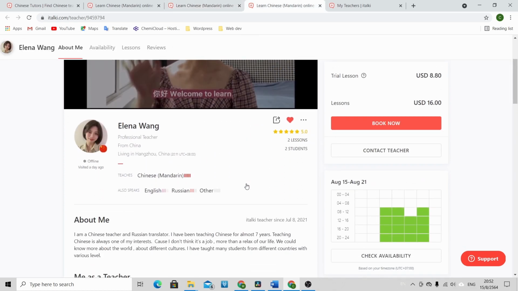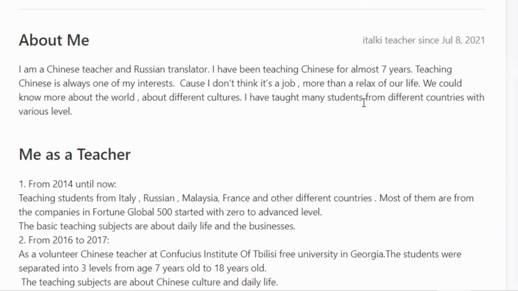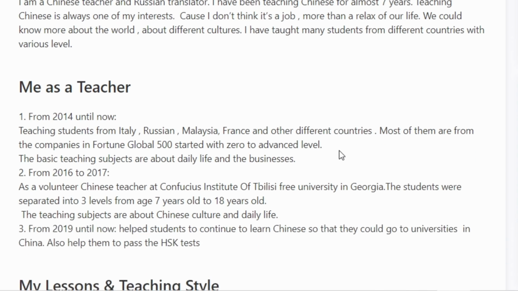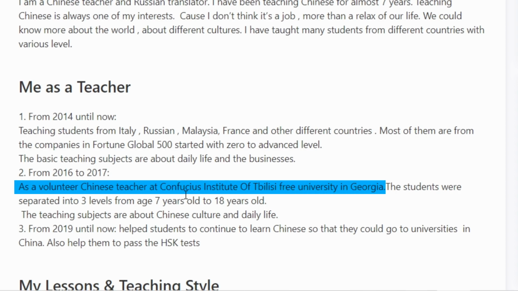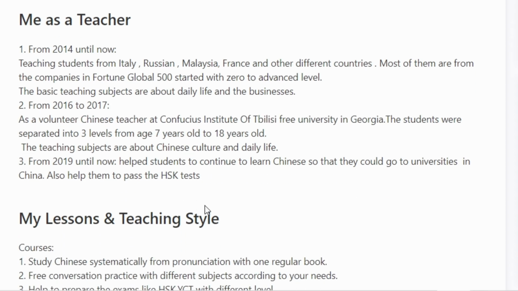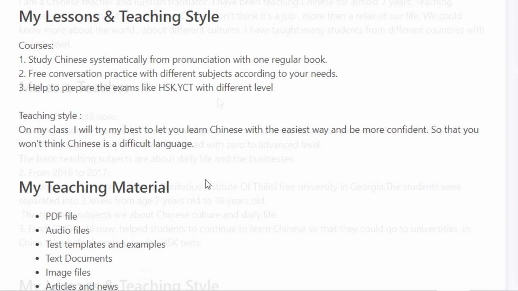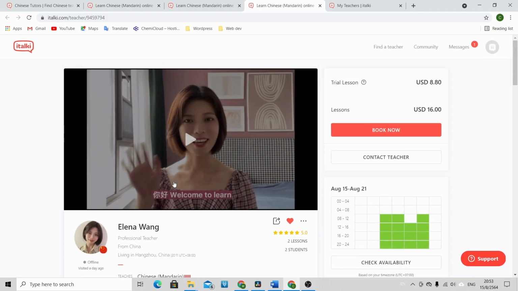A third teacher here, she also has teaching experience and she says she's been teaching Chinese for almost 7 years and has students from many countries. And specifically from 2016 to 2017, she was a volunteer Chinese teacher at a Confucius Institute in Georgia, and she was teaching students 7 to 18 years old. She also helped students pass HSK tests. So these are 3 examples of teachers who have experience teaching Chinese.